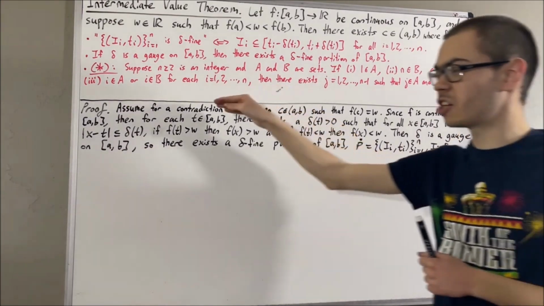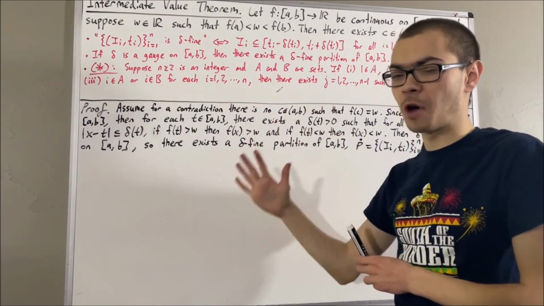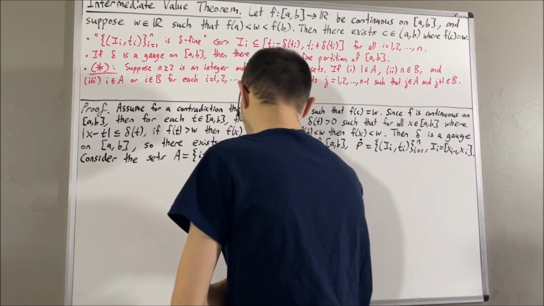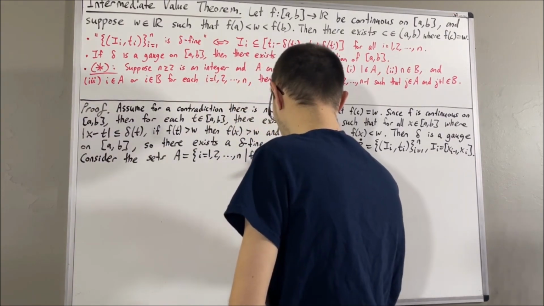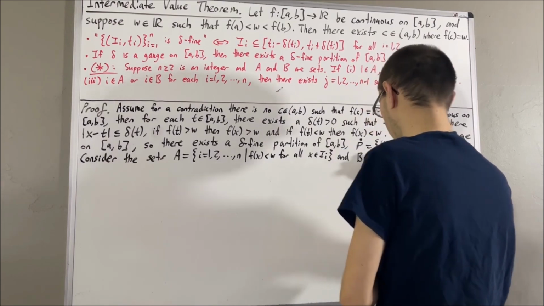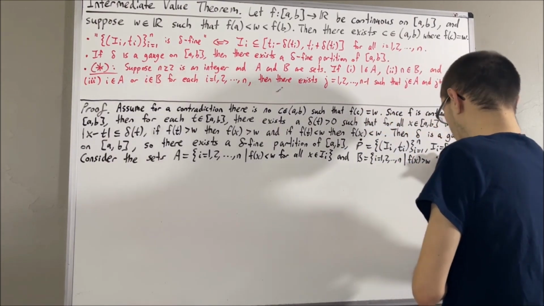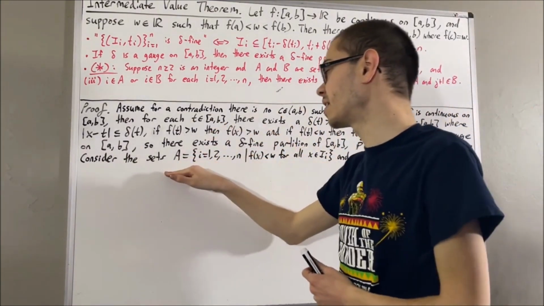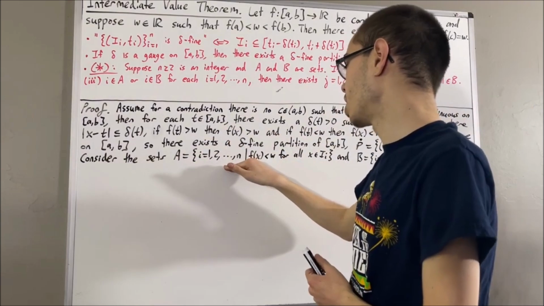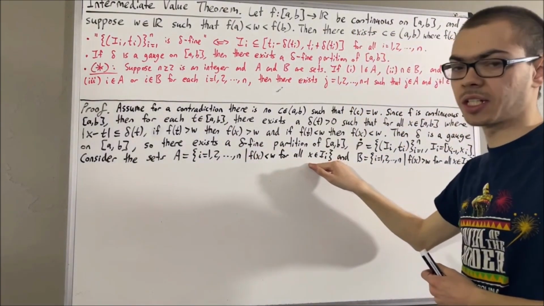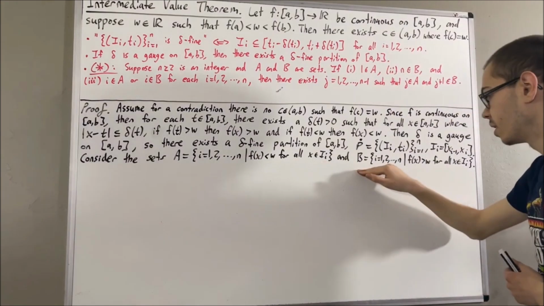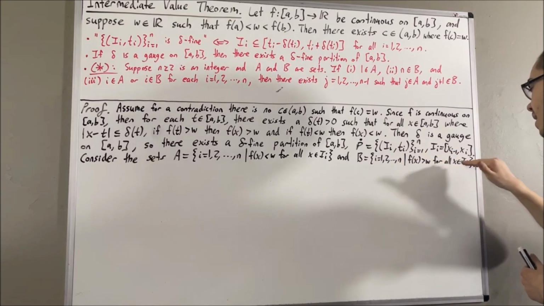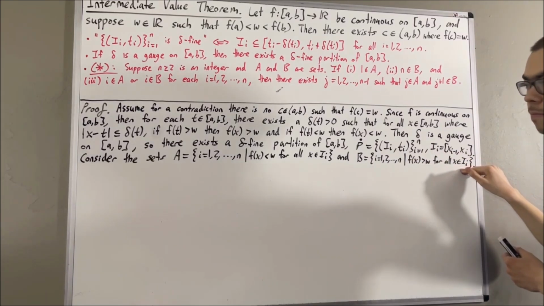Now, to reach a contradiction, the idea is to consider the following sets. We consider the sets A and B, where A is the set of integers i between 1 and n, such that f of x is less than w for all x in the subinterval I_i. And B is the set of integers i between 1 and n, such that f of x is greater than w for all x in the subinterval I_i.